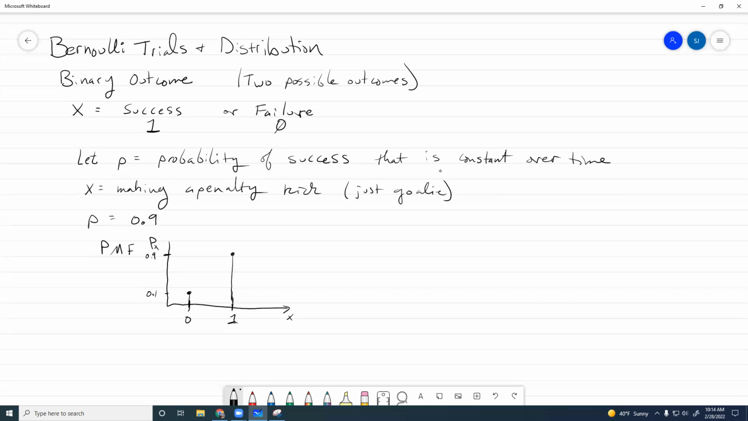And then we can make this a little more theoretical. We'll say that this is P up here, P is equal to 0.9, and this is 1 minus P. A little more general. So our PMF, P of X, is equal to this piecewise function: 1 minus P for X equals 0, and P for X equals 1.